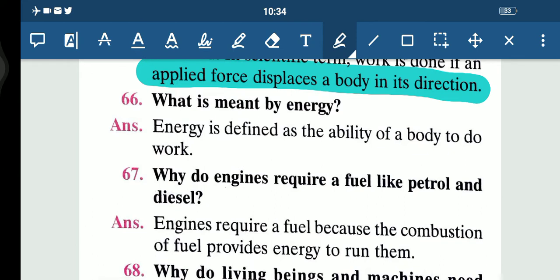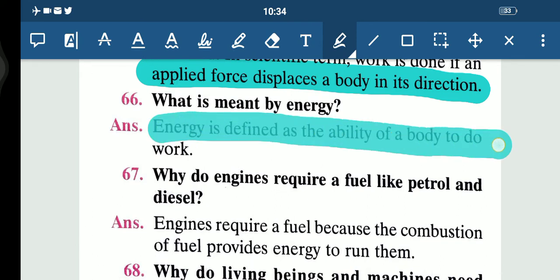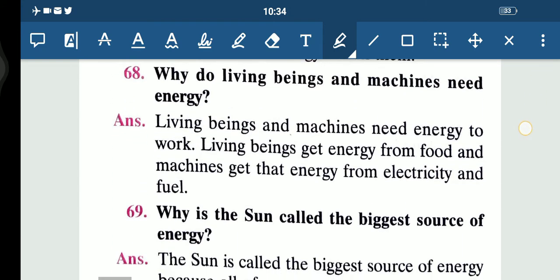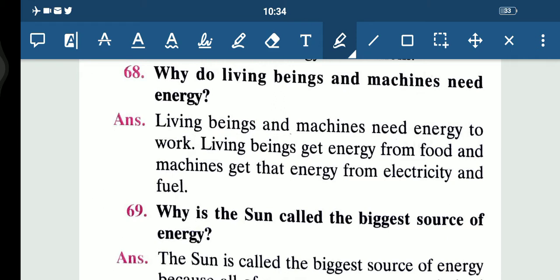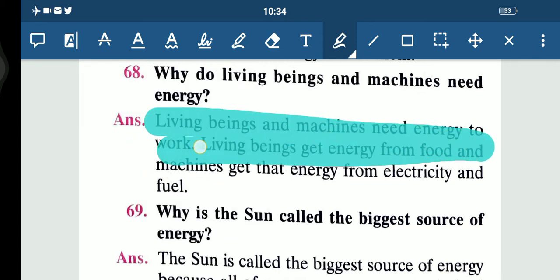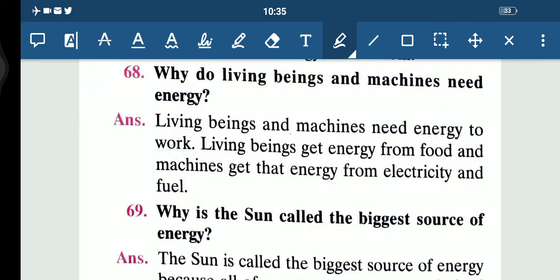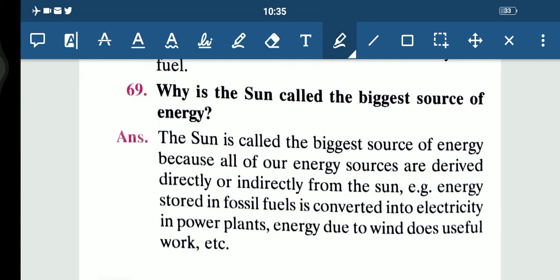What is meant by energy? Energy is defined as the ability to do work. This is what energy is. Why do living beings and machines need energy? Living beings and machines need energy to work. We all need energy to do work. I think this is a basic thing that one should know. I think you all know this answer.